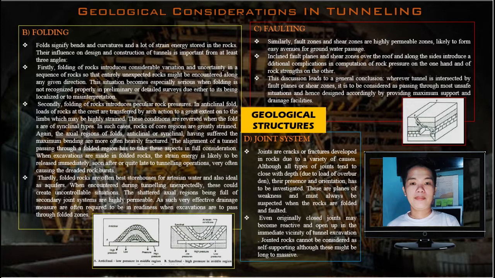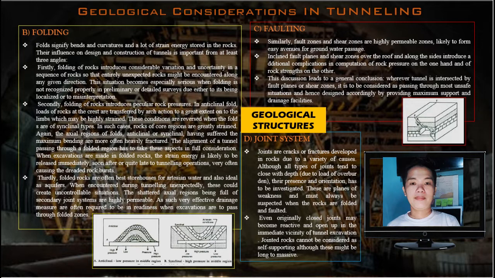Thirdly, folded rocks are often the best storehouses for artesian water and also ideal as aquifers. When encountered unexpectedly during tunneling, this could create uncontrollable situations. The shattered axial regions, being full of secondary joint systems, are highly permeable. As such, very effective drainage measures are often required to be in readiness when excavations are to pass through folded zones.